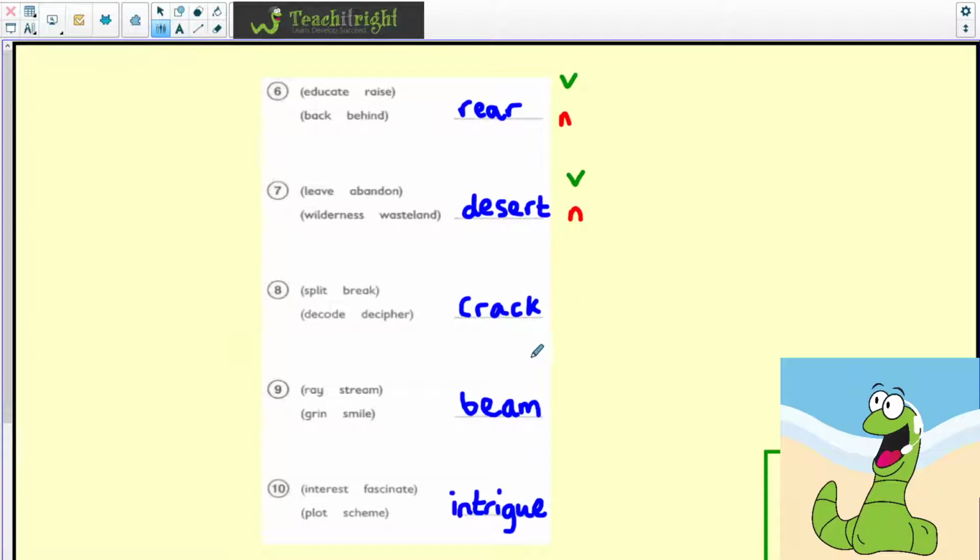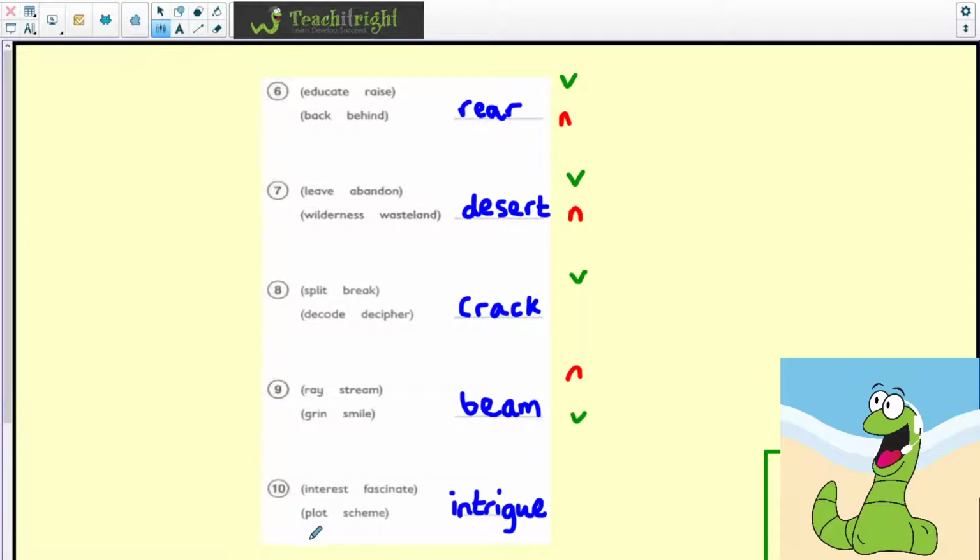Okay. Number 8, we've got crack. Well, crack can be a verb, to crack. And also you've got as well as decode and decipher. So in actual fact, it's just a verb both times. Number 9, we've got beam. Now a beam can be a noun, like a beam that you might have, like a ray or a stream, a beam. And then if you grin or you smile, so that could be a verb. So to beam, to smile.